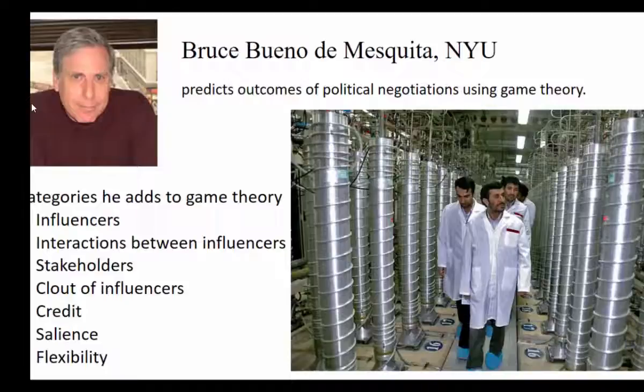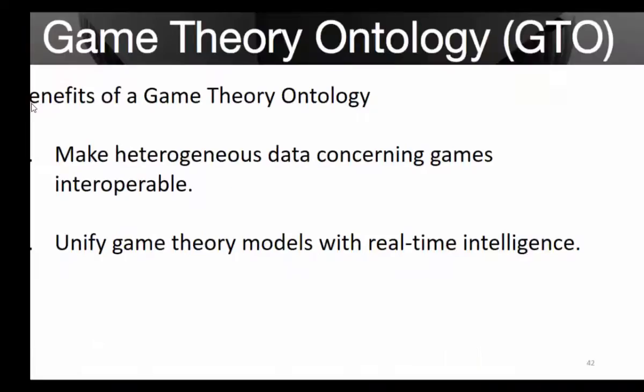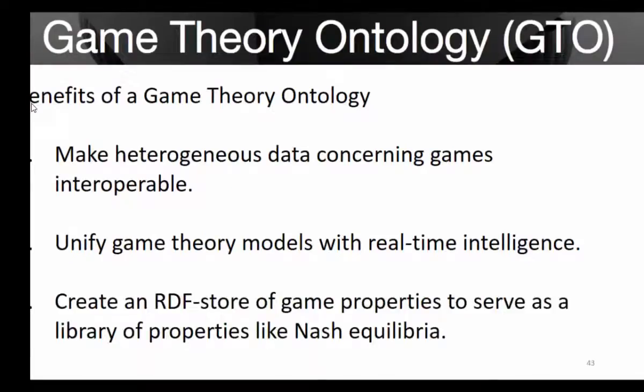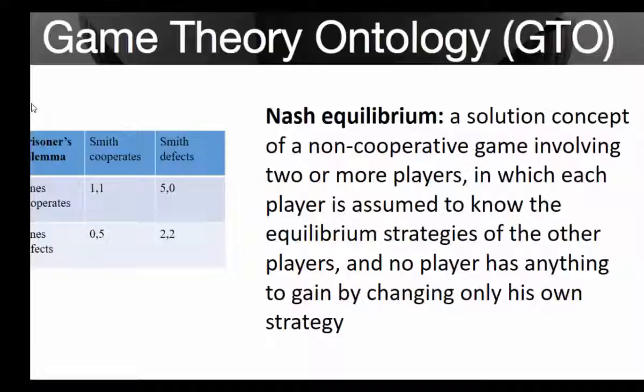He adds categories to traditional game theory, including who influences who, what interactions they have, the stakeholders, influencers, the credit, the salience of the issue, and how flexible the people making the decisions can be. But all of those would be easy to add to the basic schema I've set up. Something I'm interested in is a possible intelligence application of this, which is to create an RDF store of game properties to serve as a library of properties like Nash equilibria. Now, Nash equilibria are really important in game theory.